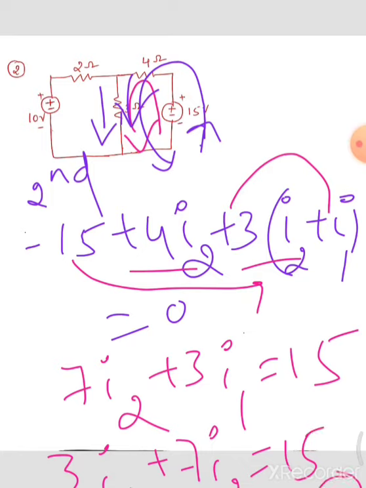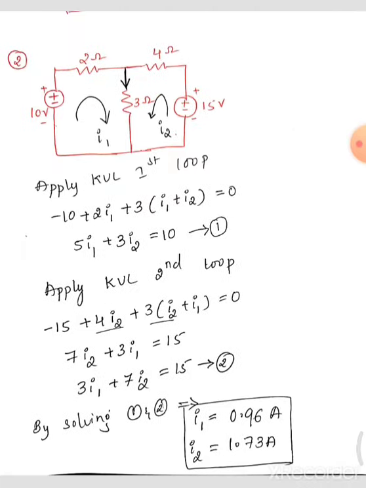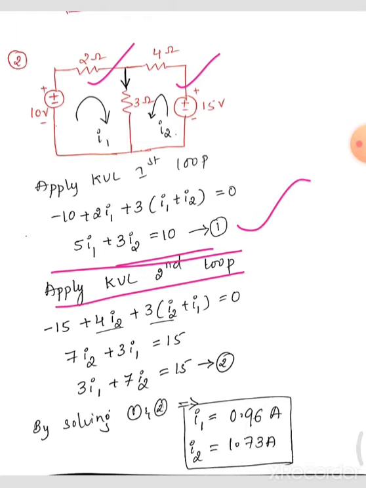So solve these two equations and you get the same result. Okay, so let's see this. We have taken a direction like this. We have applied KVL for the first loop and got the equation, applied it for the second loop and got the equation like this. When you solve this also, you get I1 equal to 0.96 and I2 equal to 1.73 amperes, which you also got where you had taken a direction like this.